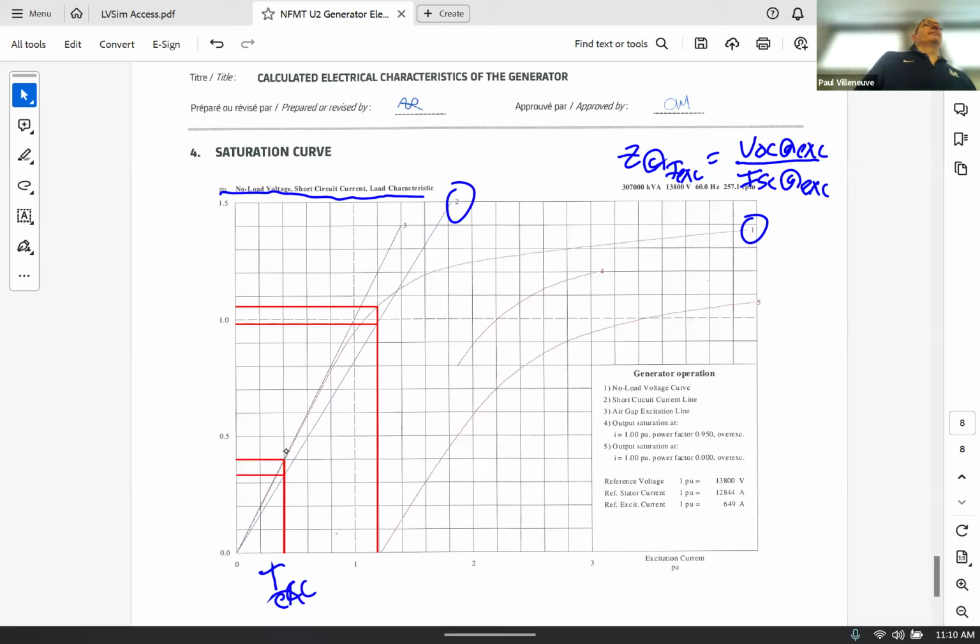Z will be the same at any point, as long as you are not saturated. So this is unsaturated, and you can see up until about here, the voltage and the current are about the same. When I get over here, now I'm saturated, right? So now I'm in a different region essentially, so I'd have to use different values.